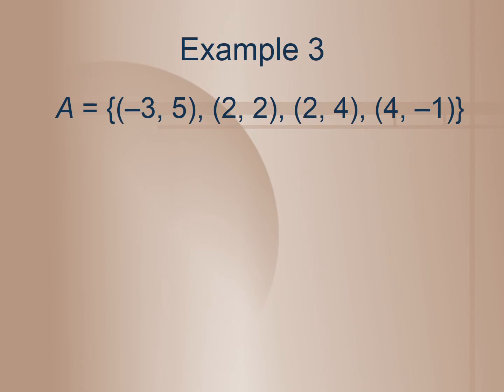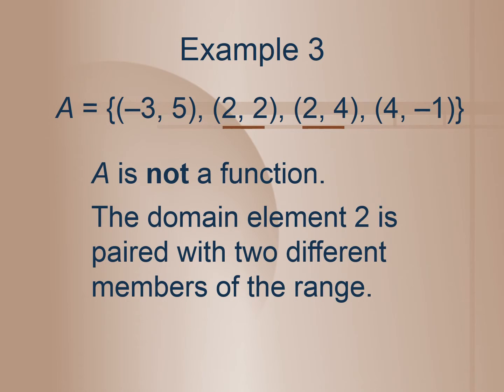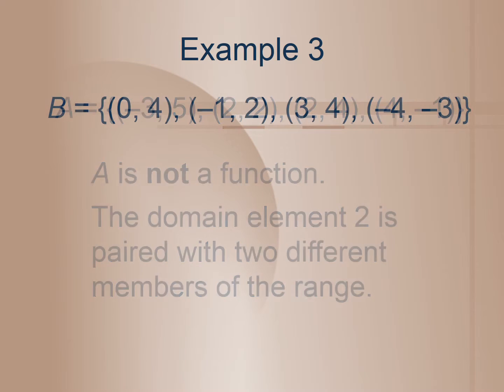So let's take a look at example 3, where we have (-3, 5), (2, 2), (2, 4), and (4, -1). We already talked about the domain and range for this one, and we're going to say that this relation is not a function. The reason is that you have a domain value, an x, that goes to 2 different y values, and that's not okay. So the domain element 2 is paired with 2 different members of the range, which makes it not a function. It's still a relation, but it's not a function.